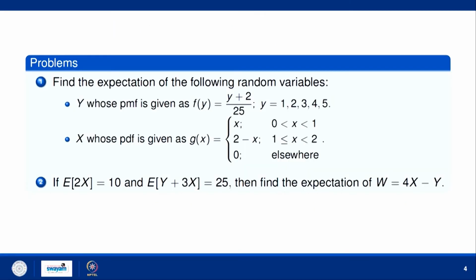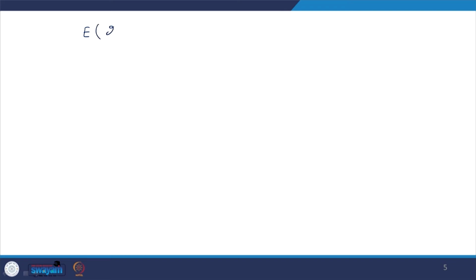Okay. Now, this is a property based problem, a simple problem. It is known to us that expectation of 2x is 10, expectation of y plus 3x is 25, then how can you find the expectation of 4x minus y? In this problem the expectation of 2x is known to you. Expectation of 2x is 10. So, this implies 2 times expectation of x is 10, by the property of expectation. We know that expectation of ax plus b is nothing but a times expectation of x plus b. So, this is further written as expectation of x is 5.